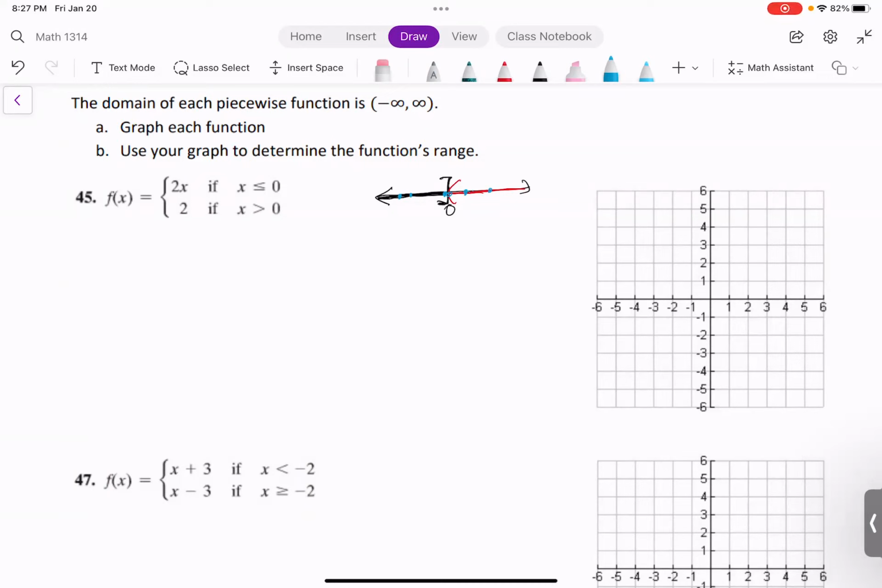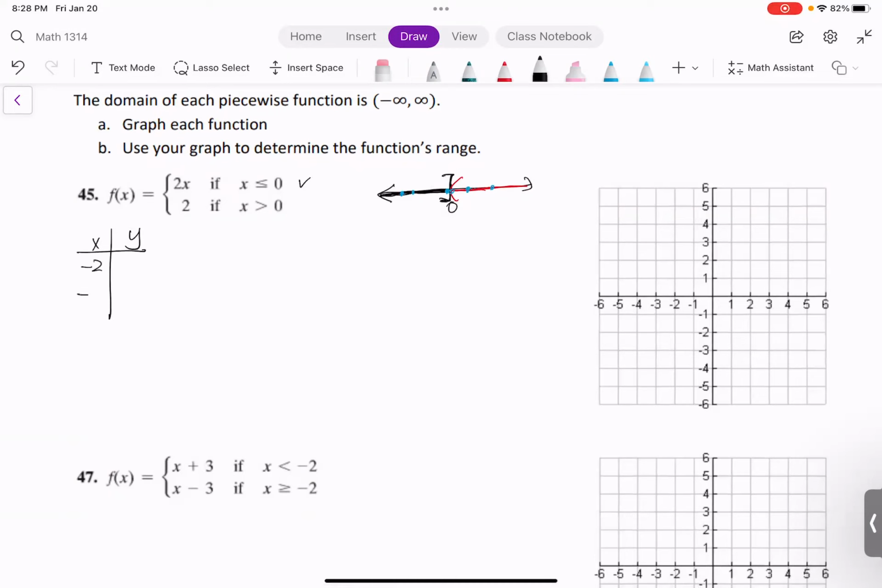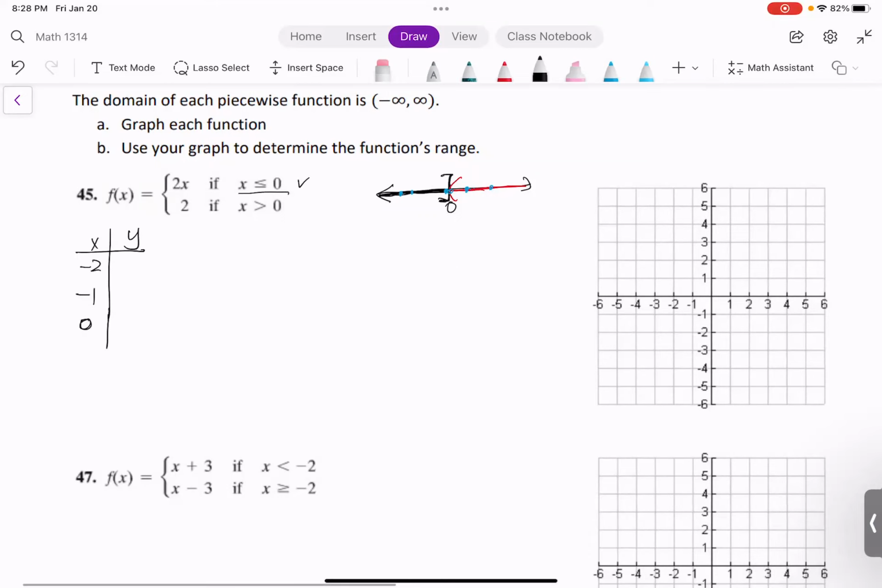Let's pick some points. Let's draw a table. Here is x, here is the y. From the first part of the function, we can pick some points. What should I pick? I can pick -2, -1, and 0. We must pick 0 because 0 is the endpoint. If I want to graph an accurate linear function, I must have the endpoint, 0 here. So let's find the y values.